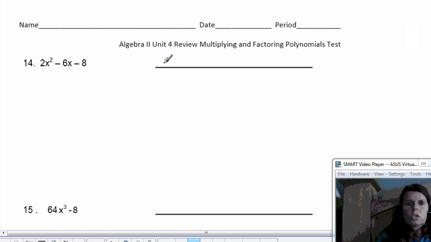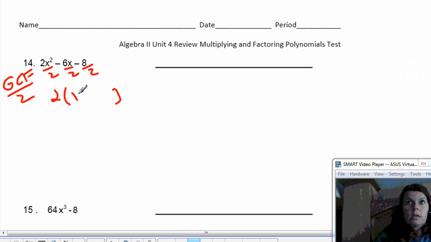Last page. Okay, so we're still factoring. So do we have a GCF here? Yes. GCF is 2. So bring that down to parentheses. Divide by the 2, divide by the 2, divide by the 2. And you get x squared minus 3x minus 4. So one of our factors is 2. And then we're really kind of done with that. This is minus 4.